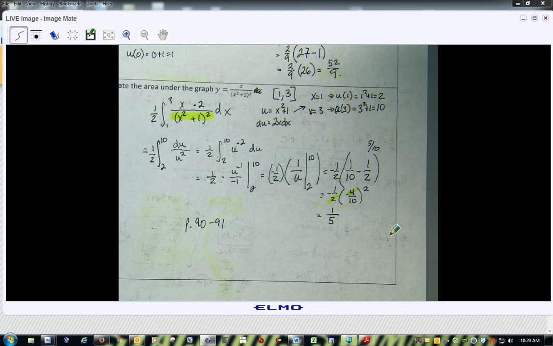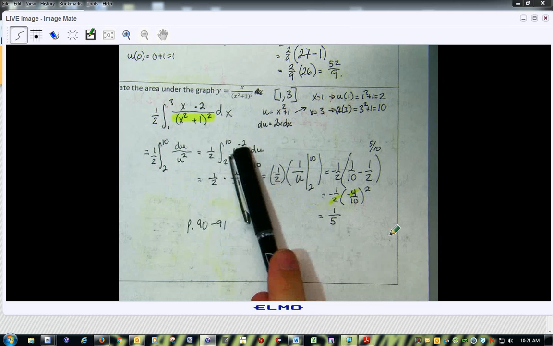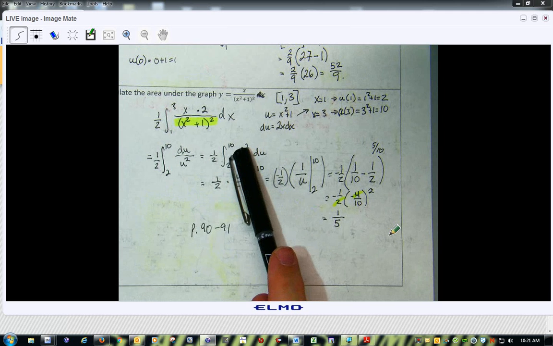Why don't we use u, which was negative 2, in the second step? Yeah, that's because it's easier to apply the power rule here than 1 over u squared.